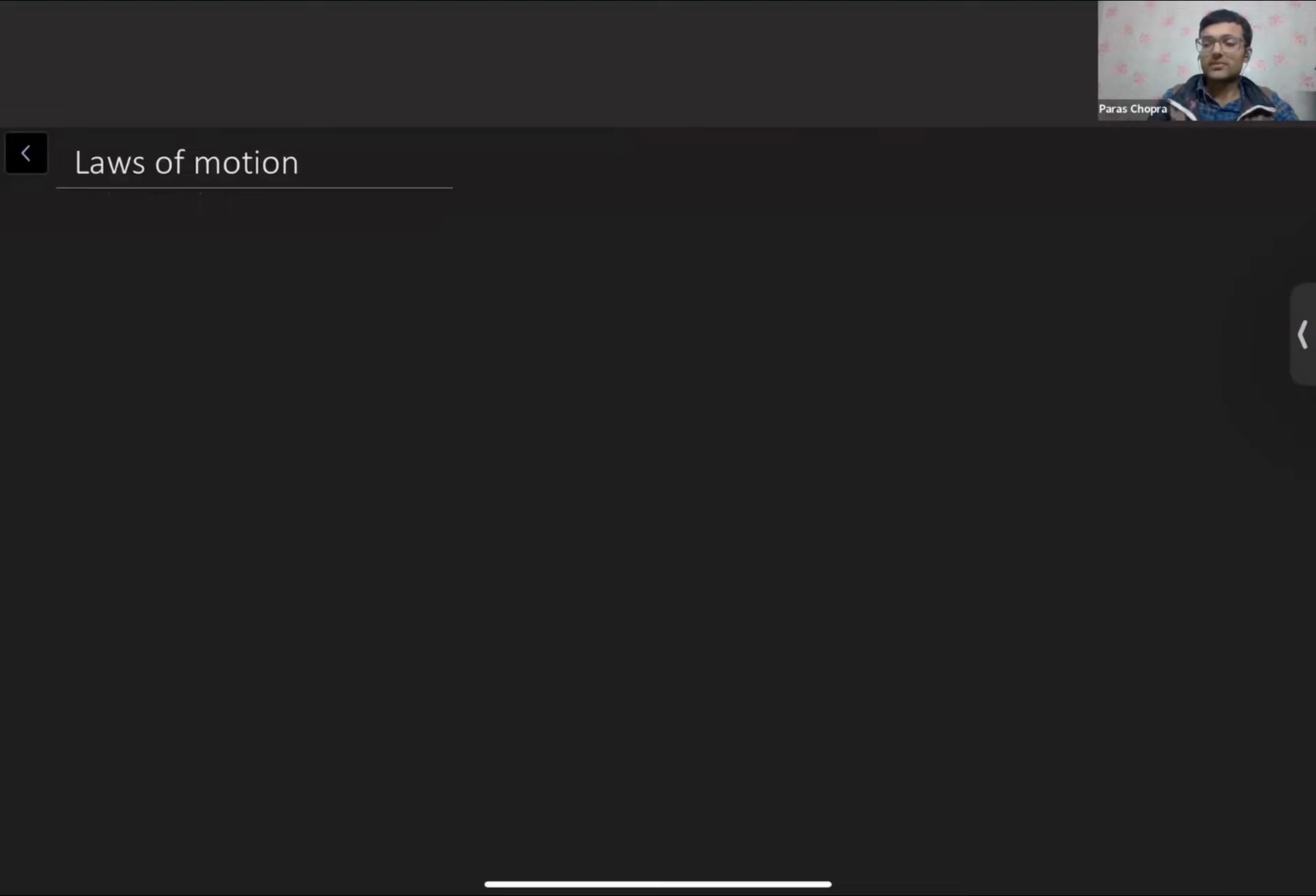Okay, so let's start with today's class, which is about laws of motion. It's a continuation of what we did yesterday. Yesterday we were talking about kinematics, where we were relating the position, displacement, velocity, and acceleration of particles through some equations. Now we will talk about forces. Before talking about forces, we have to talk about Newton's laws.